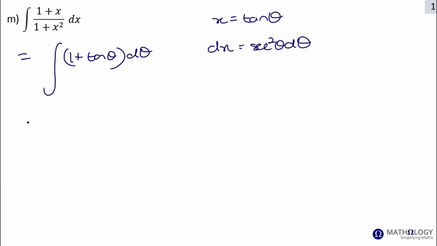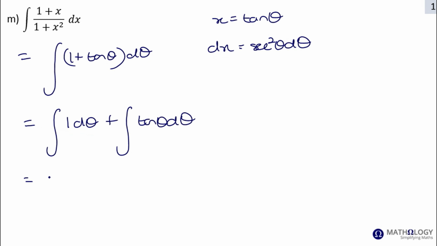You can split this up into two separate integrals. Might be not easier, but just neater to do that. So we have the integral of 1 d theta plus the integral of tan theta d theta. Integrating 1 with respect to theta is just going to be theta plus the integral of tan theta, which is ln sec theta, and we add the integration constant.